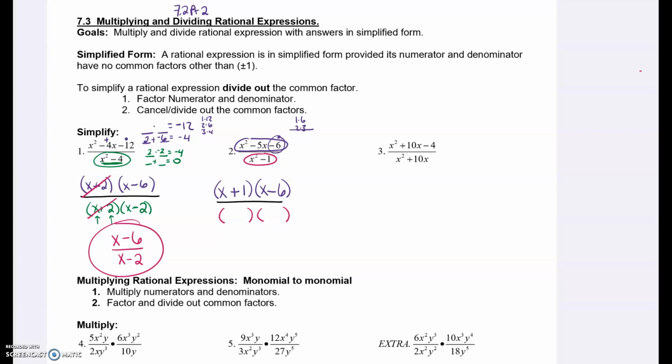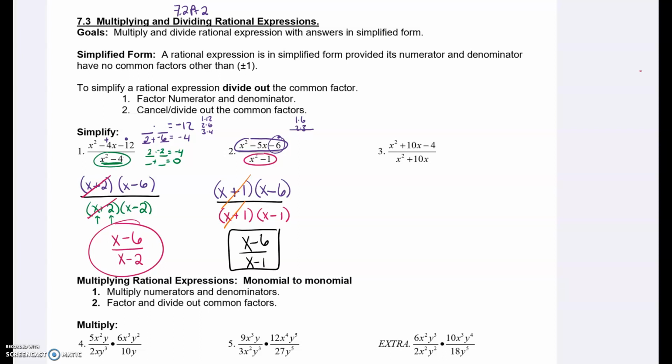On the bottom, x squared minus 1, the square root of x squared is x, the square root of 1 is 1, so it's x plus 1, x minus 1. And then the x plus 1's cancel, so our final answer is x minus 6 over x minus 1.